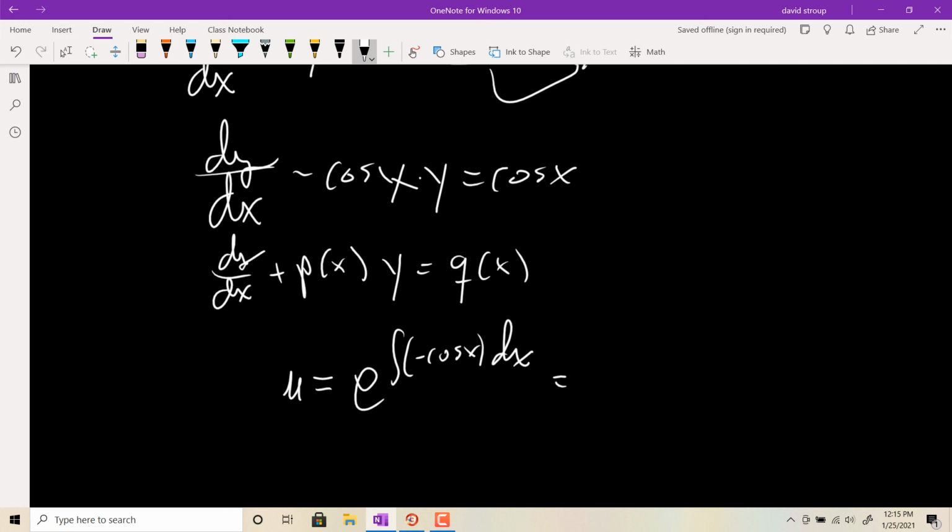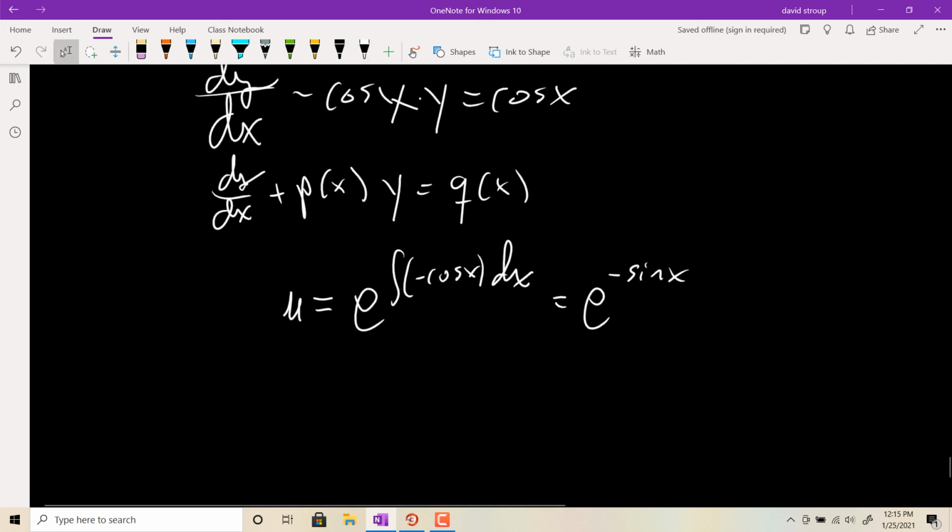Integral of cosine x is sine x. Integral of negative cosine x is negative sine x. And then on the left, it always devolves. And you got to show your work, guys. You can't just put the answer there. You got to show your work. Here you can just write mu, e to the negative sine x times y.